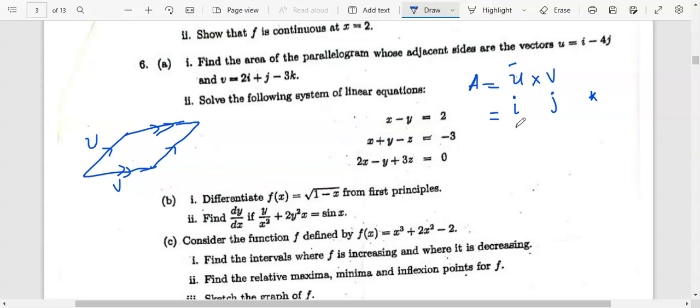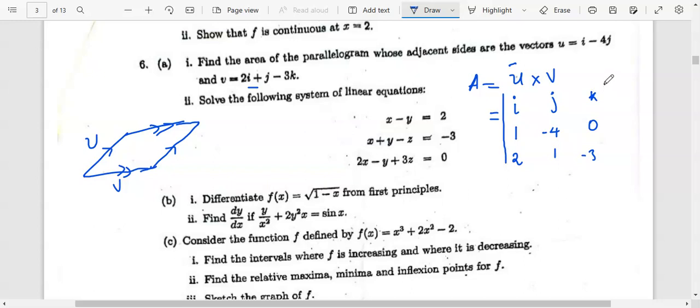That is u. I'll get the number in front of i, that is a 1. Number in front of j, that is a negative 4. Number in front of k, we can see there's no k there, so that will be a 0. And then I'm going to go to the second vector, which is v. Number in front of i is a 2. Number in front of j is a 1. Number in front of k is a negative 3.